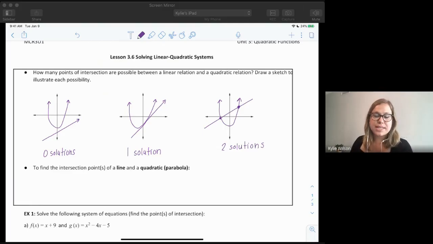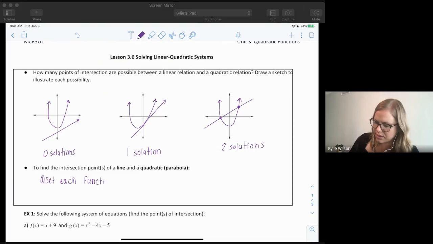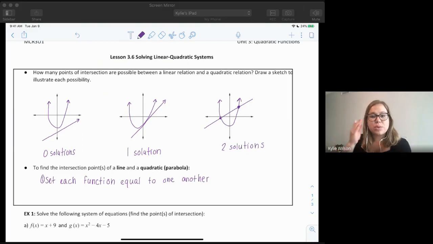Now let's go through the steps that we're going to take to find our point or points of intersection. First, we're going to set each function equal to one another. The reason we're setting them equal is we want to find the point or points where they're the same. This would be a point where they have the same values, and over here, this would be a point where they have the same values. So, when our two equations are equal.